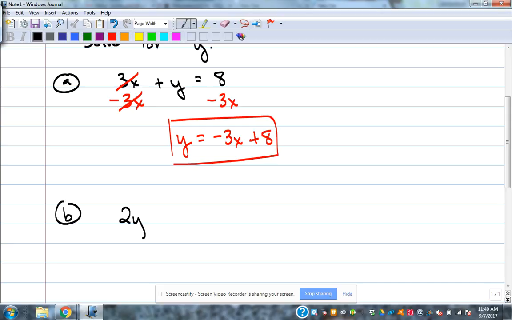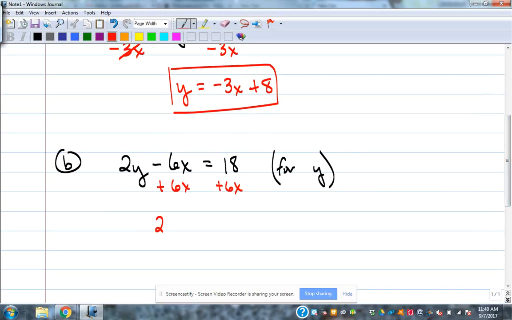So look at one like this, 2y minus 6x equals 18. And again, we're still solving for y. Those instructions haven't changed on these first 5 we're doing here. What on this side here is not a y? The 6x. How do I move it? So you would add 6x, because they're subtracting it. The opposite of that, add it. Now that gives me 2y equals 6x plus 18.